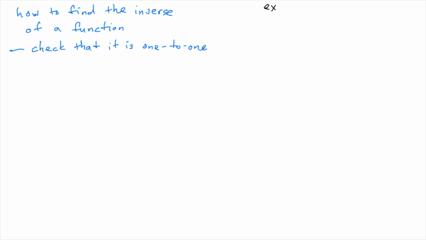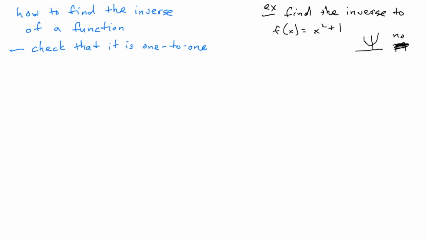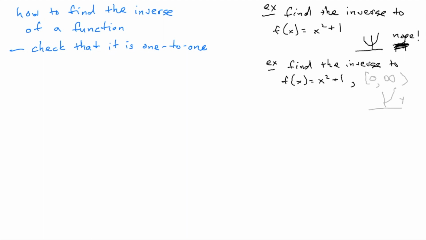Example. Find the inverse to f of x equals, let's use x squared plus 1. That'll work. So check that it is 1-to-1. Nope. Well, okay. New example. Find the inverse to f of x equals x squared plus 1 on a restricted domain. Okay. Yep. Okay, then we're on to step 2.